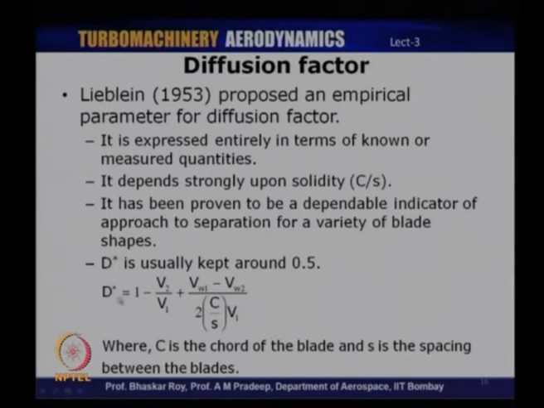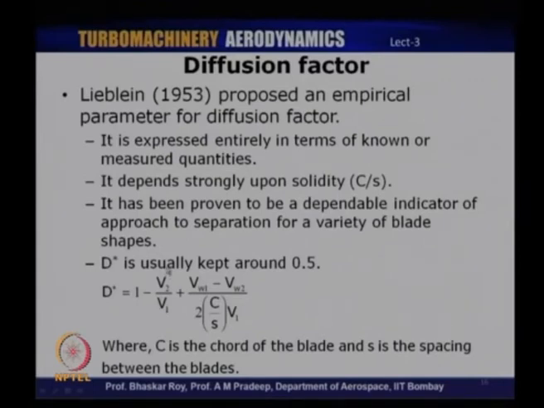And the definition of Lieblein's diffusion factor is 1 minus V2 by V1 plus (V theta 1 minus V theta 2) divided by 2, into C by S, into V1. So, here you can see that besides certain geometric parameters, there are also velocity components and the tangential velocity components which are involved in this definition of the diffusion factor as stated by Lieblein.